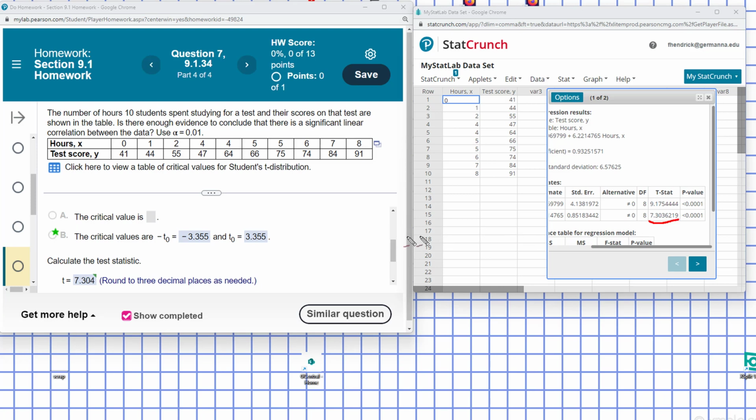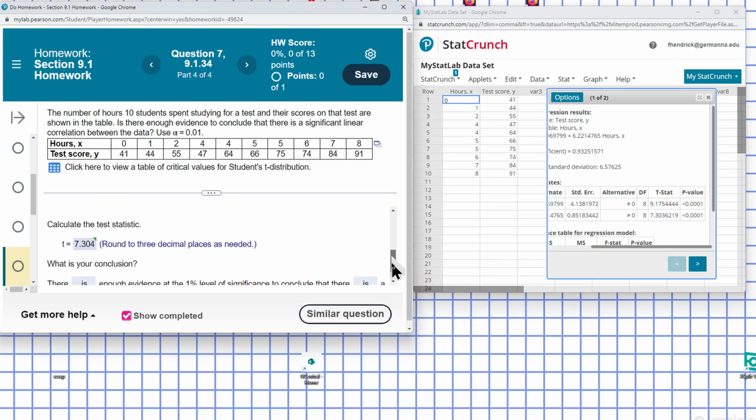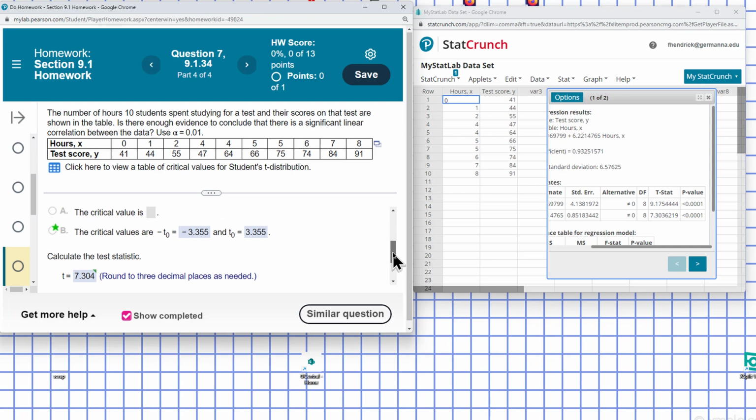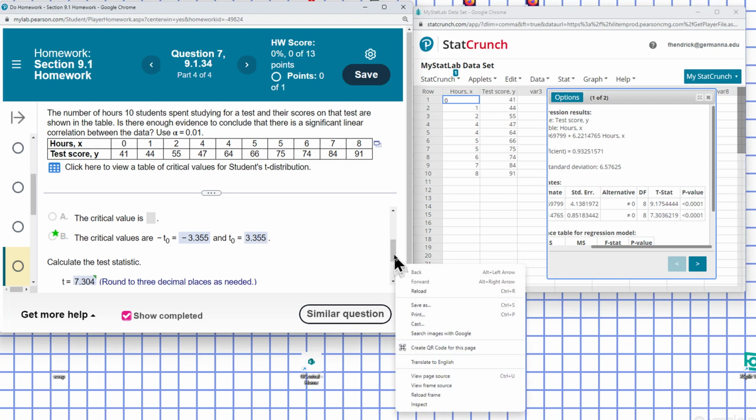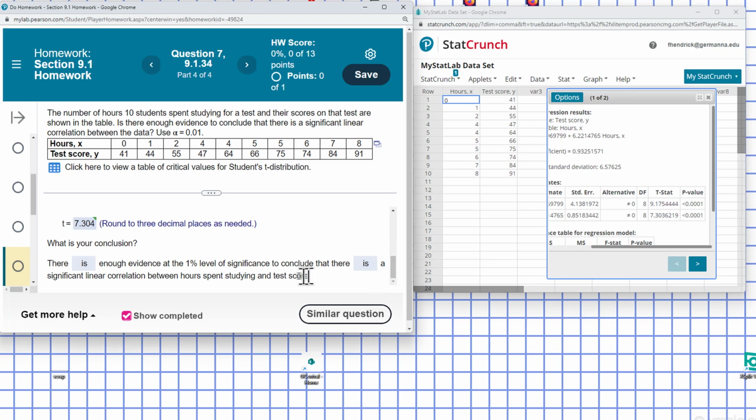And you can see what has occurred. It has a very, very small probability, so something's going on here. That goes with our test statistic, so we put that in for our test statistic. And where does that fall? That's going to fall in the rejection region. It's greater than 3.355, so we end up rejecting the null hypothesis.